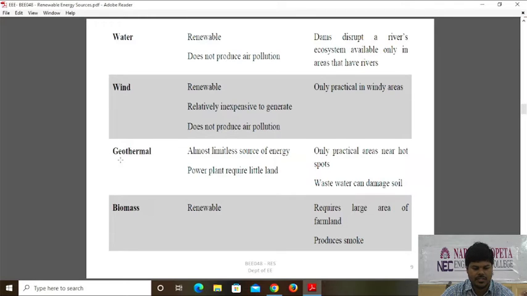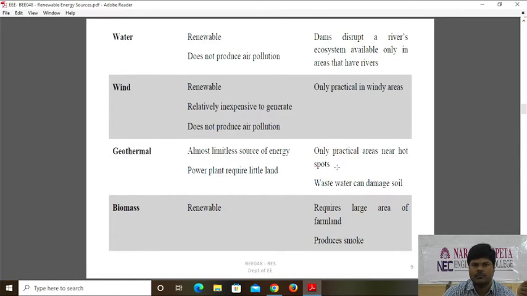Next one is geothermal. Geothermal is also an almost limitless source of energy. Power plant requires electric line. Geothermal energy means under the earth surface we are having high temperatures when compared to the surface of the earth. So by using this temperature we can generate the power. See, this is the advantage. Disadvantage is only practical in areas near hotspots.